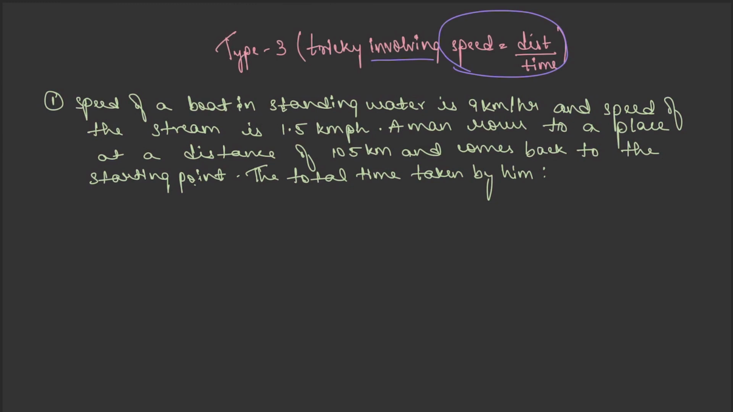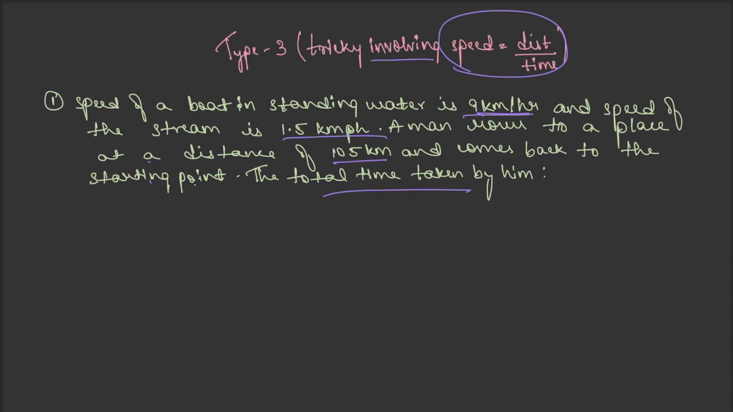of boats and streams. Let us first read the question. Speed of a boat in standing water is 9 kilometers per hour and speed of the stream is 1.5 kilometers per hour. A man rows to a place at a distance of 105 kilometers and comes back to the starting point. The total time taken by him is what? Now, what they have given us here is speed of boat in standing water is this, and speed of stream, and they have also given us a distance, like the total distance, and they're asking us the total time.